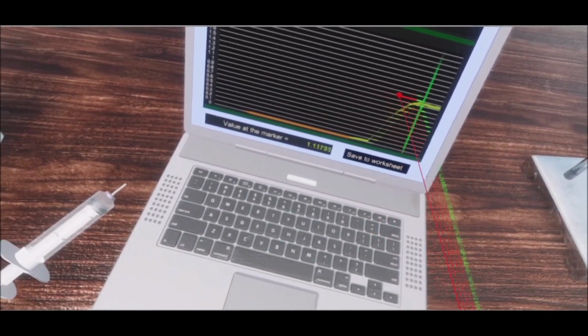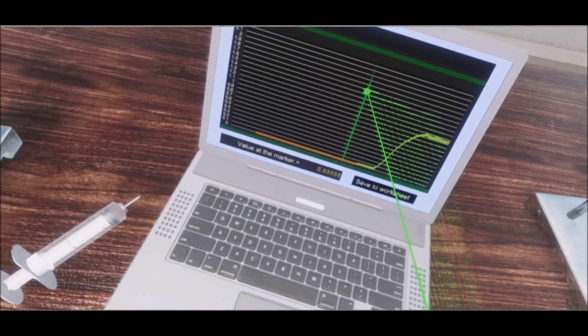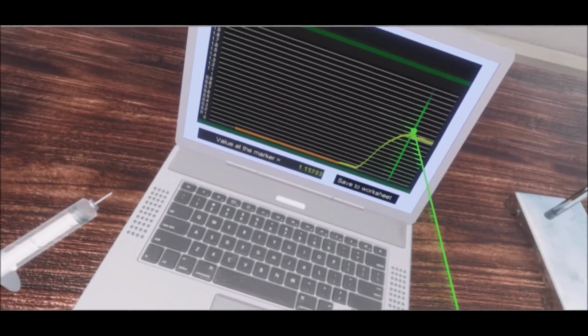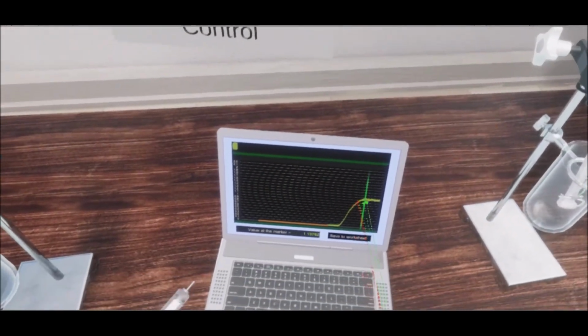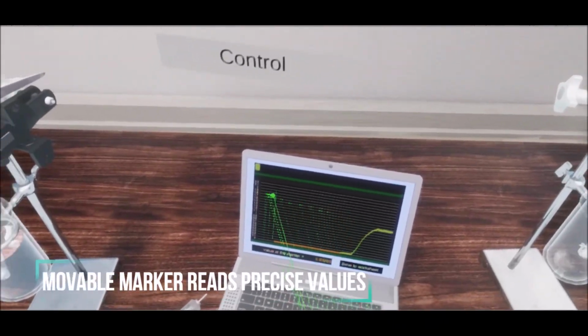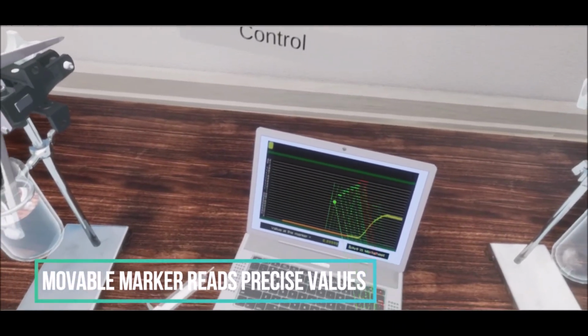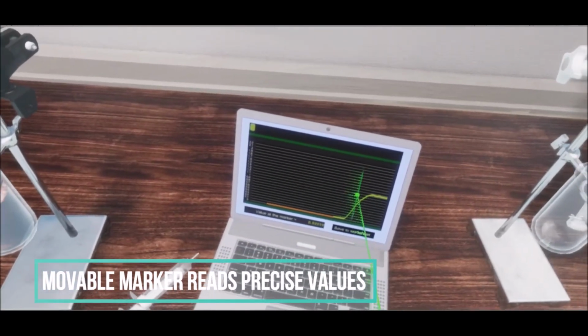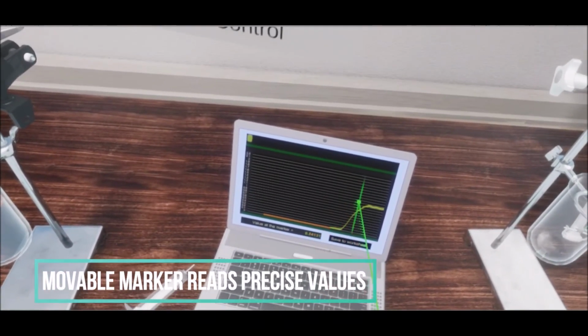The simulated data is presented on the computer screen, showing a data acquisition software that is actually used in the physical organ bath lab. There is a movable marker that can read the precise values of the data.